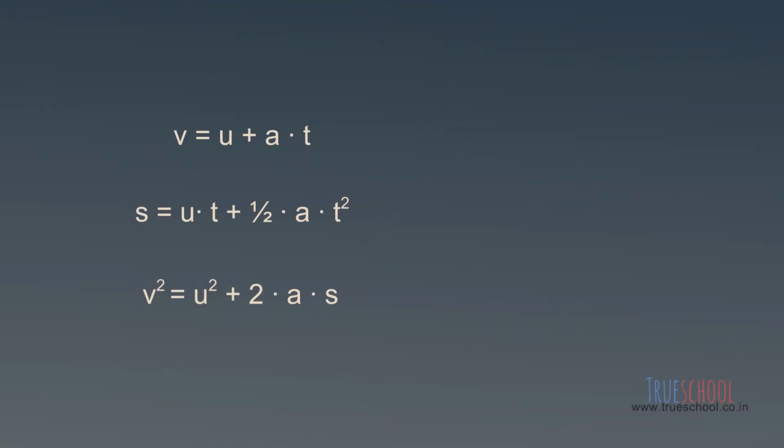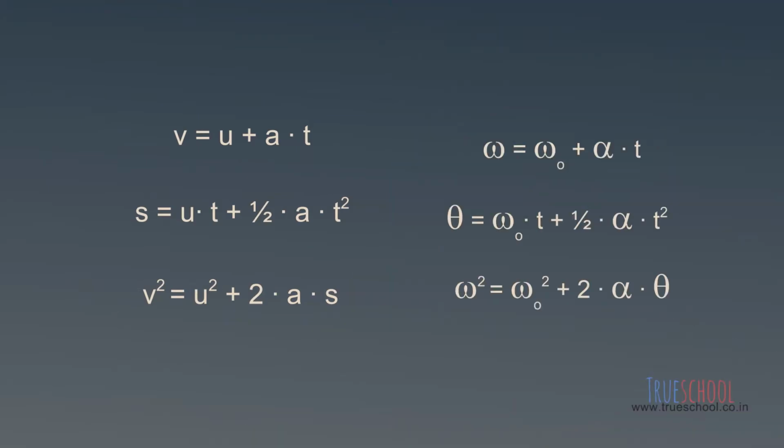Like their counterparts for translation motion, these quantities too follow the three equations of motion, which, as we know, are valid for constant angular acceleration. Note here that omega naught is angular velocity at time 0. These quantities can be related to their counterparts for translation motion.